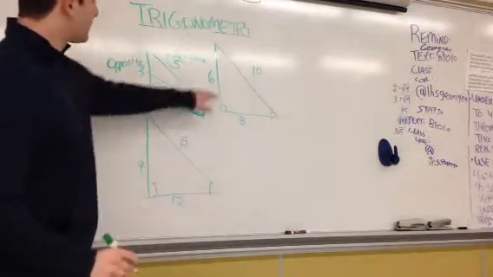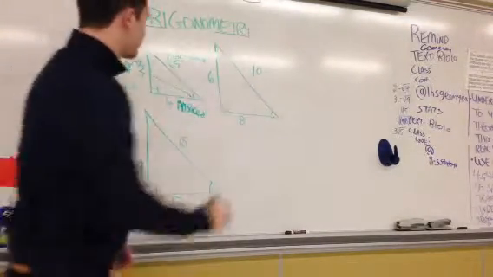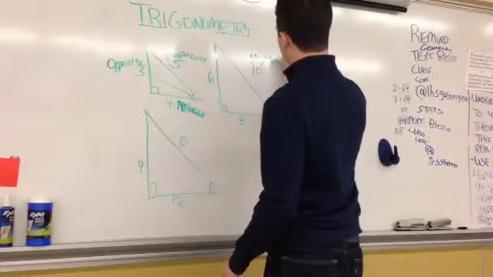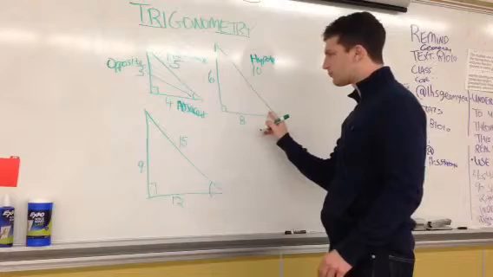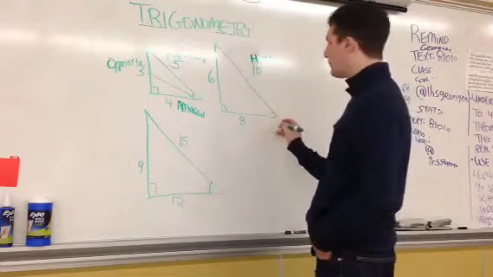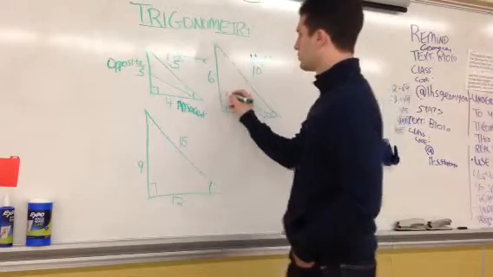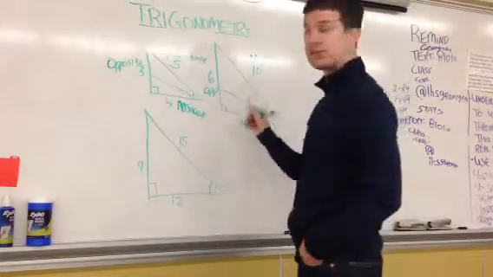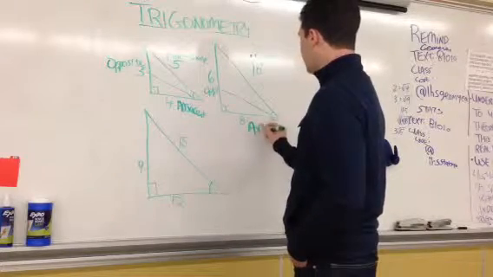Okay, and let's do the same thing over in this triangle. So here, 10 is going to be my hypotenuse. Whatever is across from this angle is going to be my opposite. This is my opposite. I'm going to just put OPP for opposite. This down here is going to be my adjacent.